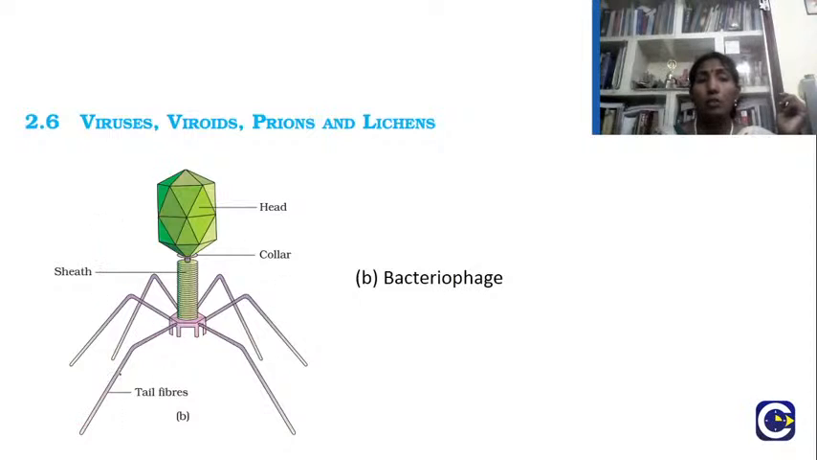See, it has those tail like fibers. This is what we call the sheath. See that polyhedral head, inside it is the genetic core. This is a collar. So this is a bacteriophage.